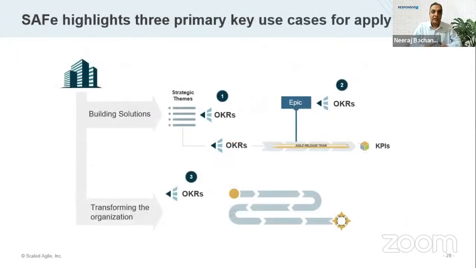Right. We also spoke about three primary key use cases for applying OKRs. These are available on the website as well. The number one OKR application was around the strategic themes. Then we spoke about using it at the epic level to understand whether we are really achieving those epics or not. And then the transformation itself becoming one of the case studies for application of OKR, to understand whether this journey is moving in the right direction or not. So these were the four changes that were introduced and discussed in the last webinar.